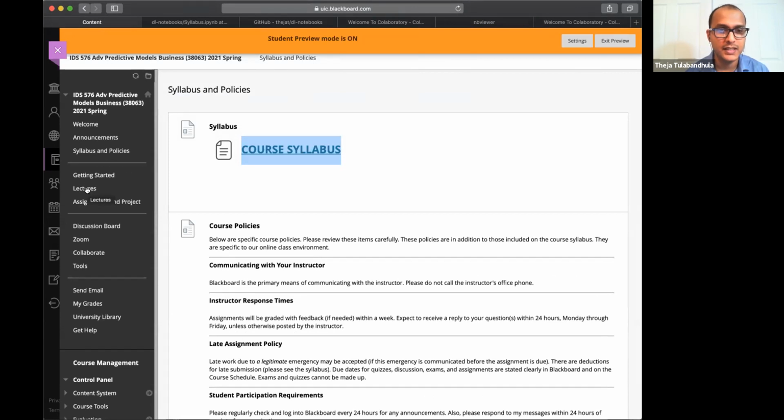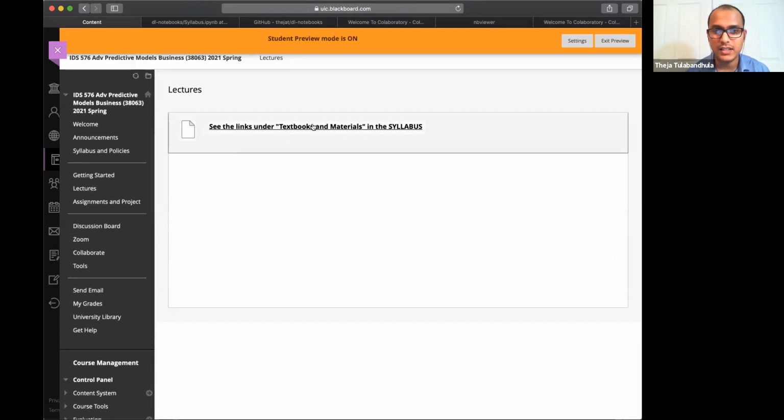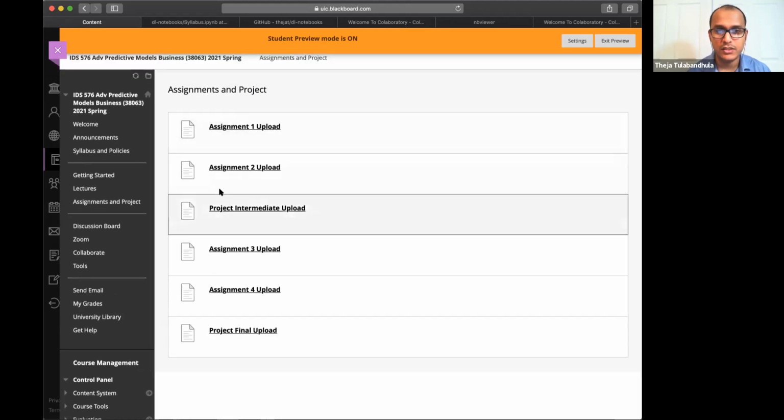Next is lectures, and it just says look at the syllabus, textbook, and materials page, subsection, and you'll see that it's basically a collection of slides. We'll talk about what textbooks and materials are available for this course. Next is assignments and projects, where you'll see a bunch of links for uploading. So that's pretty much the key links on this page.